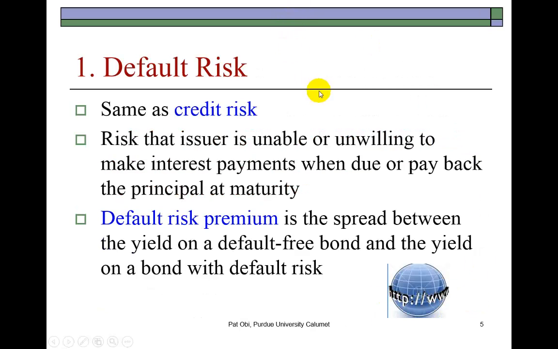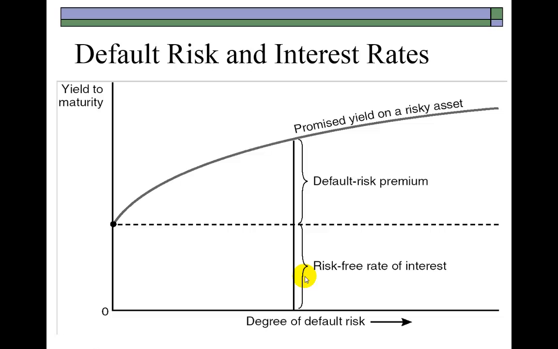First, default risk differences. As I mentioned, default risk is credit risk, which is the risk that the issuer of the bond, that's the borrower, is unable or unwilling to make interest payments when those interest payments are due, or for that matter, pay back the principal at maturity. And so the default risk premium on a bond would be the spread between the interest rate, the yield, on a default-free bond, on a bond that has zero credit risk, and the yield on a bond with default risk.